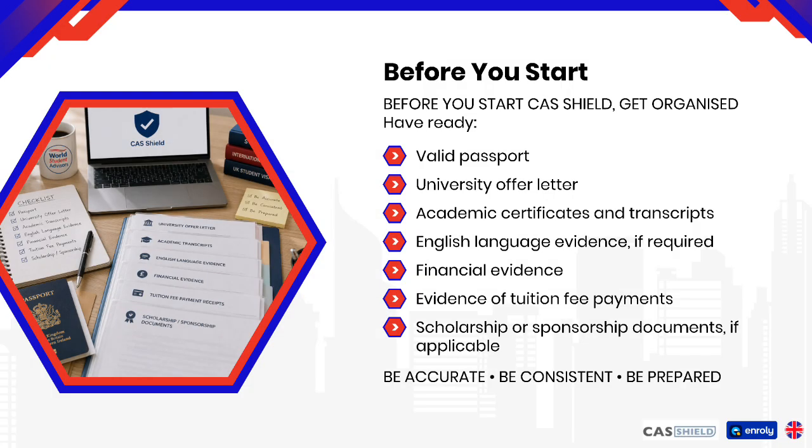Before you start CAS Shield, I strongly recommend getting organized. Don't wait until CAS Shield asks you for something and then start looking for it. Have your current passport available. Have your university offer letter and your relevant academic certificates and transcripts ready. If English language evidence is required, have that available as well. You should also have your financial evidence ready where required, together with evidence of tuition fee payments you have already made. If you have a scholarship or financial sponsor, have the relevant documentation available. The principle is very simple. Get everything together before you start.